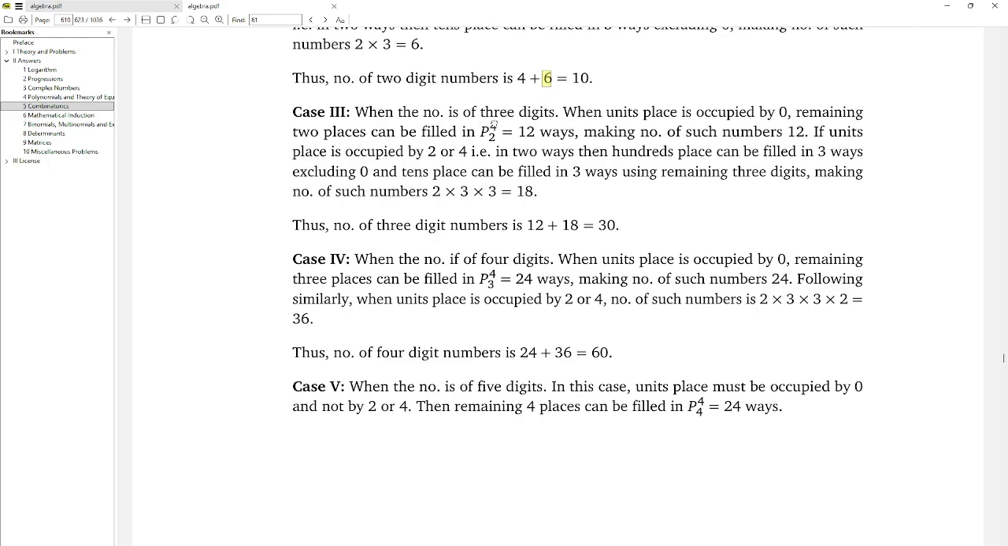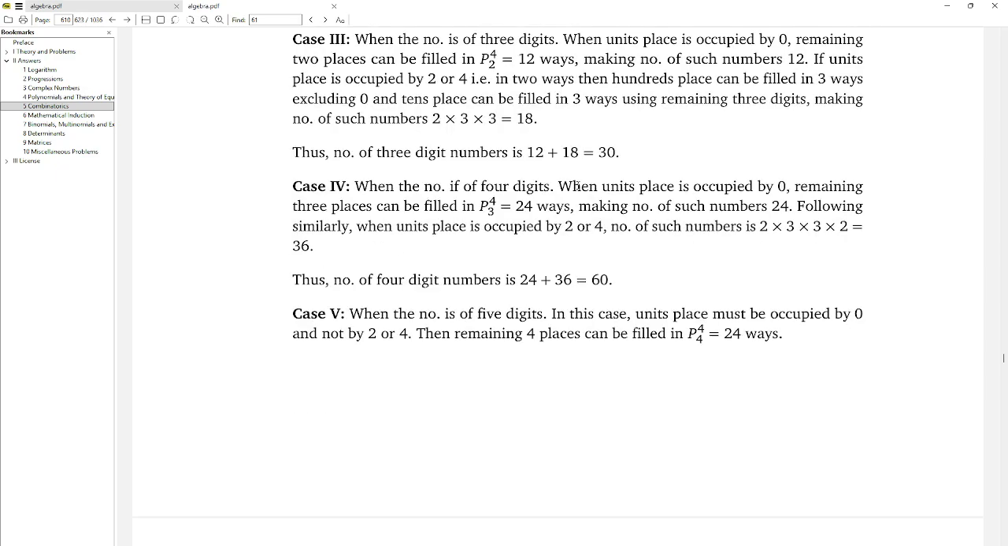Similarly, when the number is of 3 digits, the units place can be occupied by 0. The remaining 2 places can be filled in 4P2, that is 12 ways. Now, if the units place is occupied by 2 or 4 in 2 ways, then the hundreds place can be filled in 3 ways, excluding 0. The tens place can also be filled in 3 ways using the remaining 3 digits, making such numbers 2 multiplied by 3 multiplied by 3, which is equal to 18. So the total number of 3-digit numbers is 12 plus 18, that is 30.